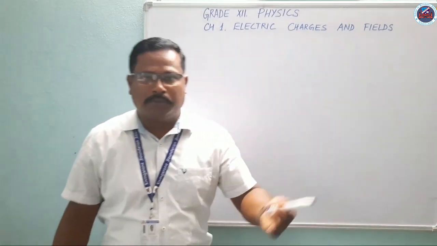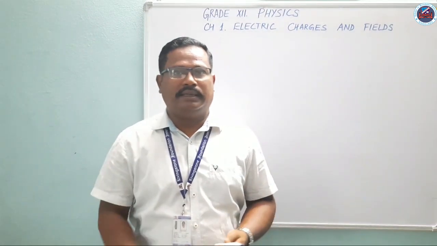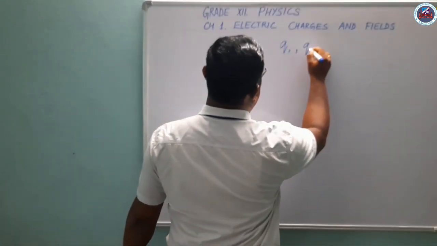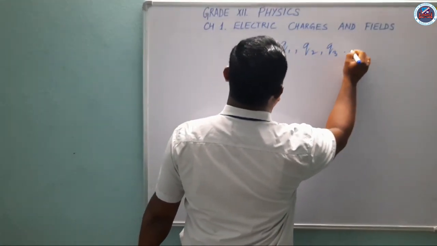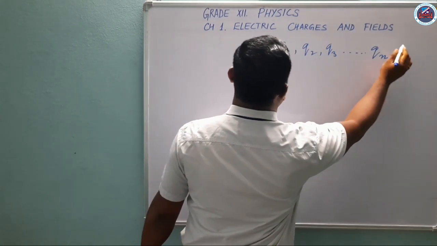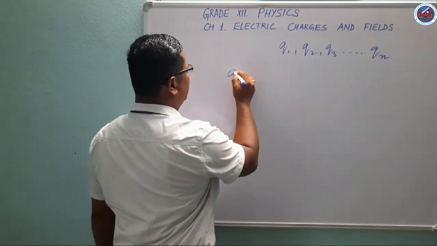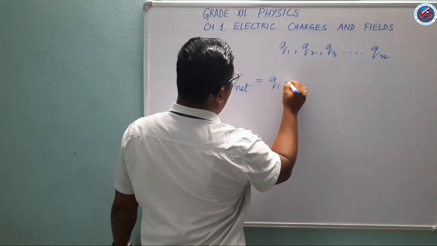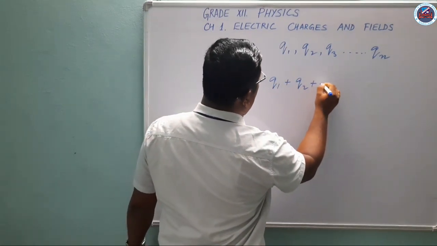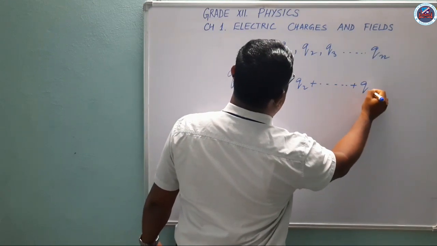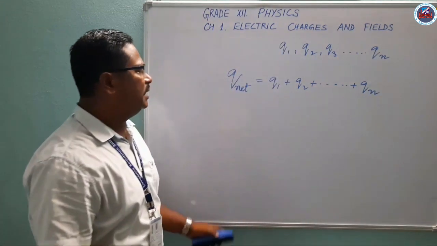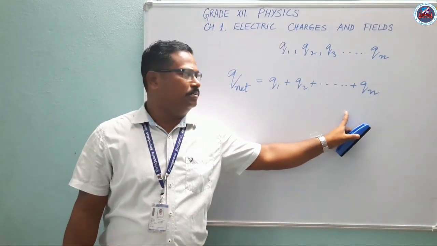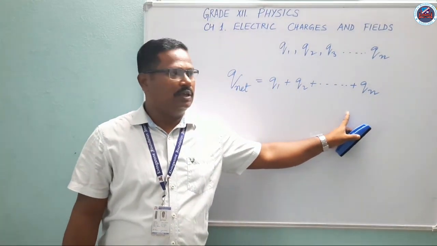It follows the superposition principle as well. If you have a number of charges, say Q1, Q2, Q3 and so on up to Qn, then you can add them algebraically. The net charge will be Q1 plus Q2 plus up to Qn. So this is also known as the superposition principle of charge. This is also a very important property.